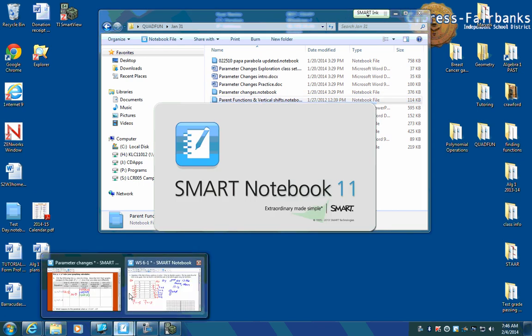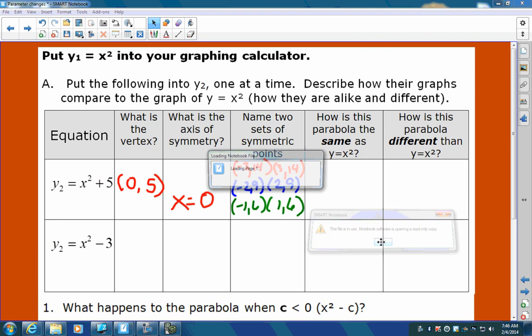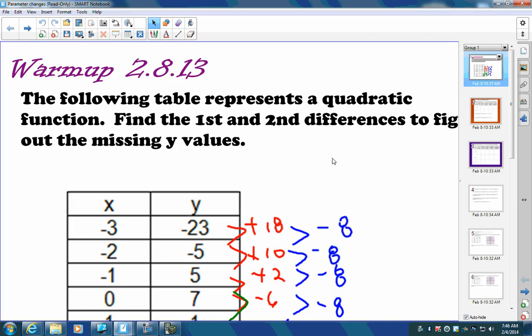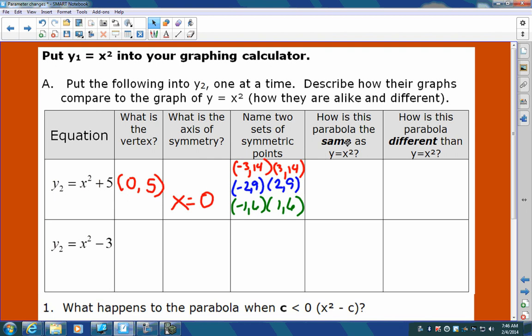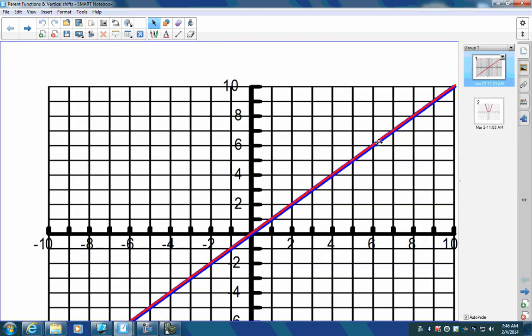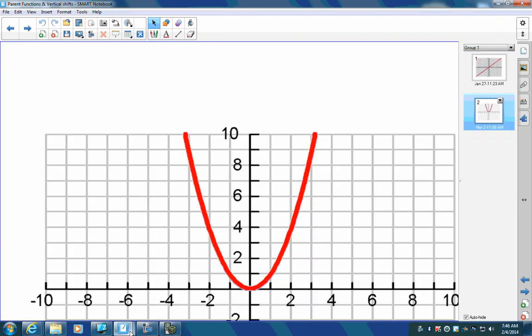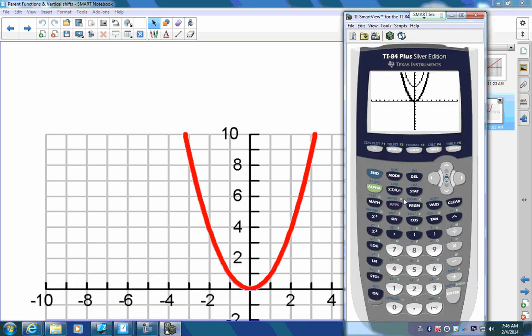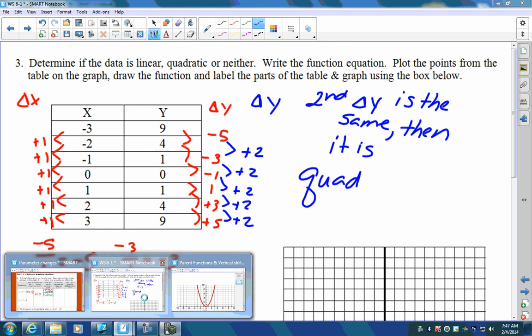When you look at this, when you're trying to figure this out, it asks you, how is the parabola the same as y equals x squared? When you first look at this, what do you think is the same? Okay, they both make what? What kind of graphs do they make? They both make parabolas, right? Okay, so one of the things I know that is the same.